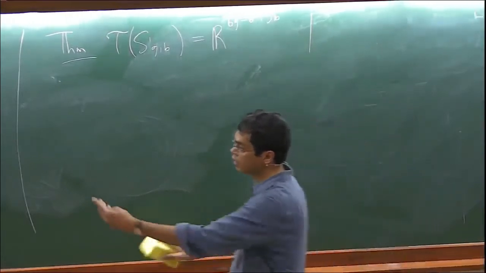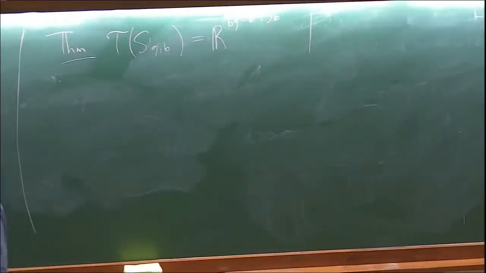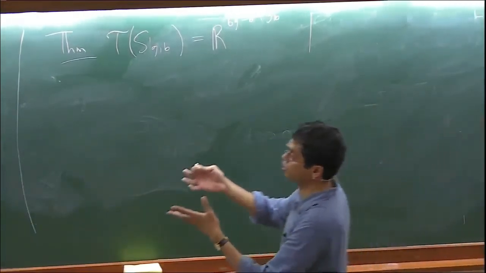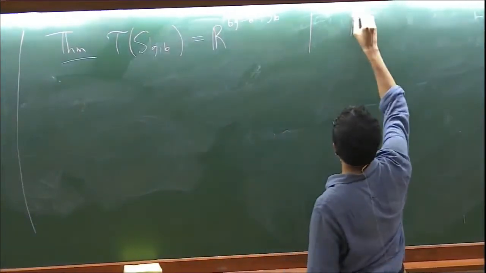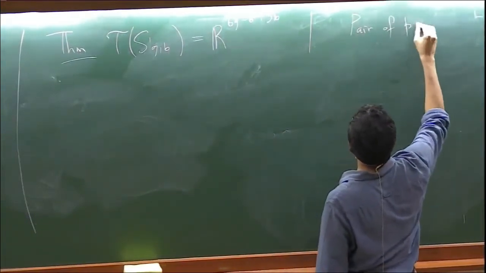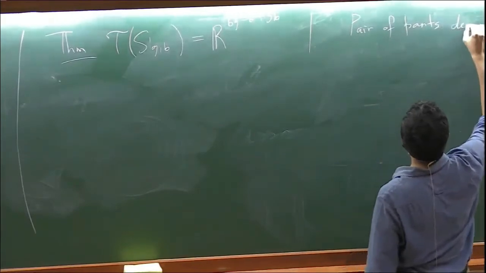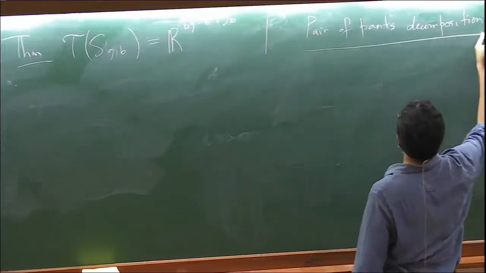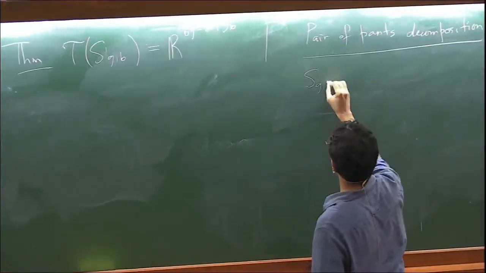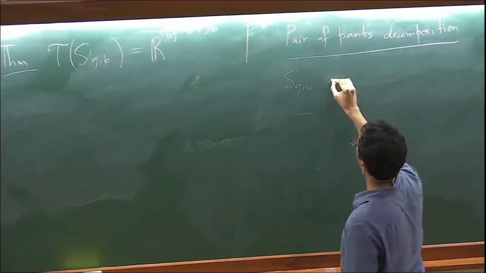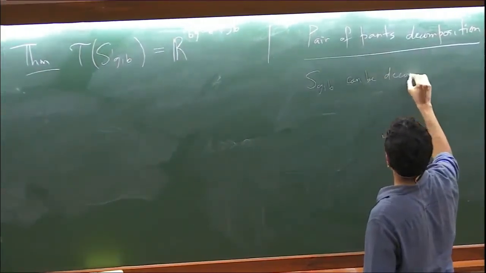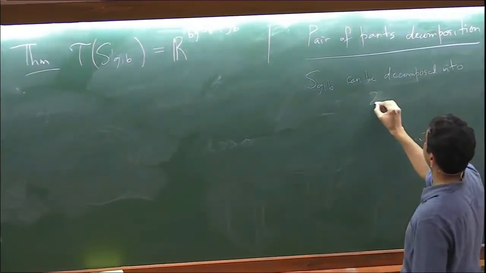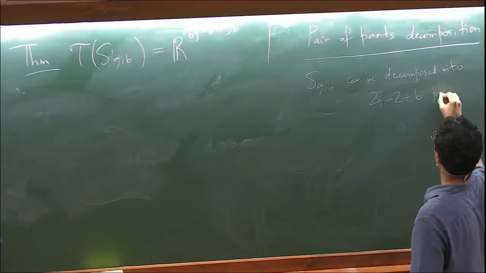We are going to do all these constructions we've seen in this more general setting. So the first thing to start with is a pair of pants decomposition of the surface S_g. So let me say what that is. It turns out that if you start with this compact surface, S_{g,b}, this can be decomposed into 2g minus 2 plus b pairs of pants.